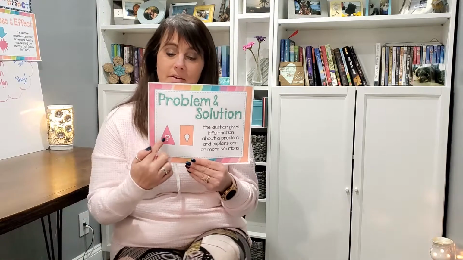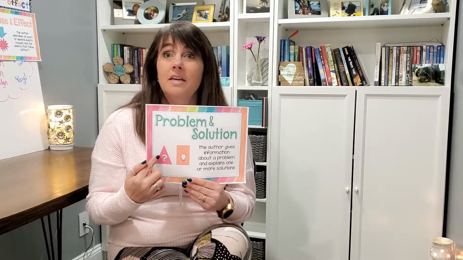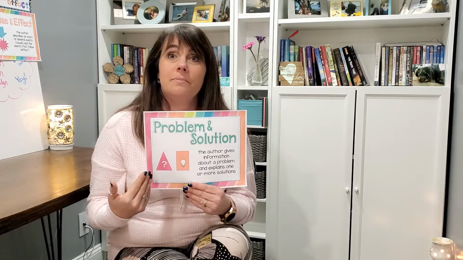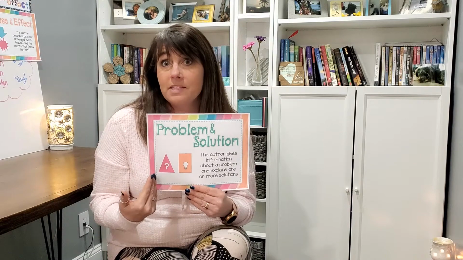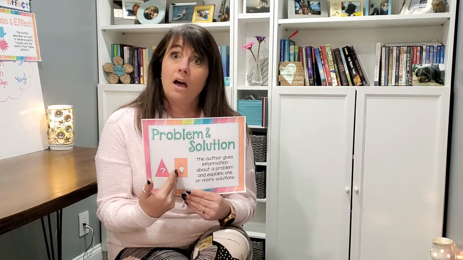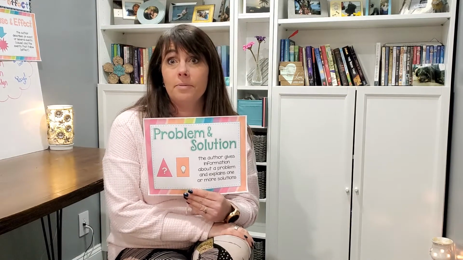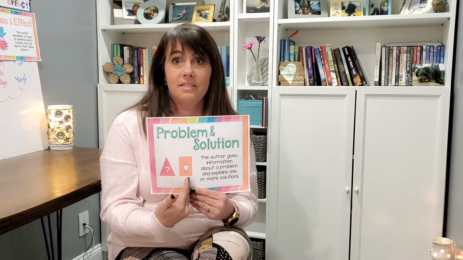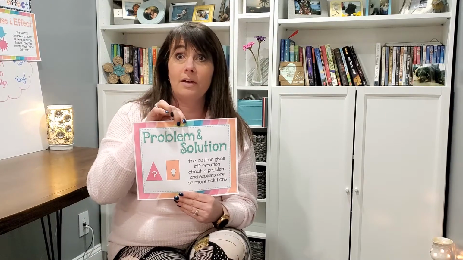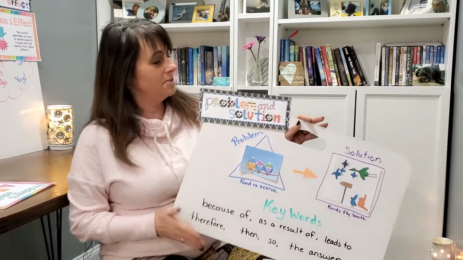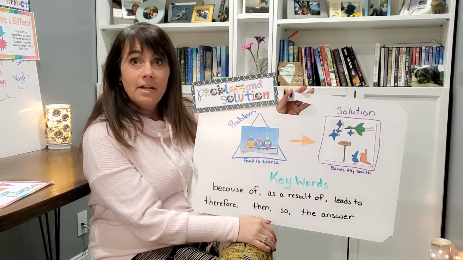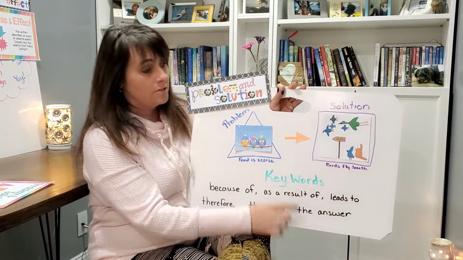But this time, there's a problem, something that is not going well, something that's happening that shouldn't be happening, or something that is not good in some way, some kind of a problem, and it needs to be solved. We need to figure out what to do about that problem. So it's very similar. Something that's wrong, something that has to get fixed. So let me show you my chart that we have for today. Okay, problem and solution. Here it is up here.